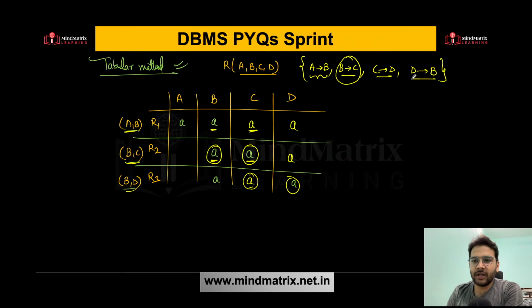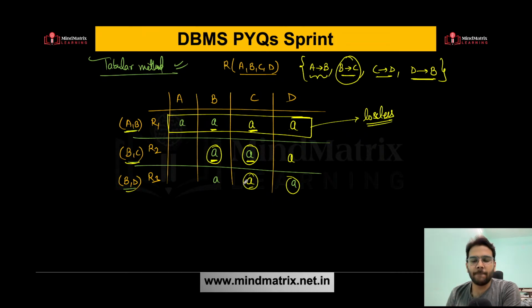Now when to stop? You can consider the next functional dependency also. But you can stop when the entire row is filled with A entries. If the entire row is filled with A entries, then you can clearly say that it is a lossless decomposition. Or you can keep continuing. Let's say D determines B. So D determines B means A. So this is done. Even if you check the other functional dependencies again, if there is no change, then you can also stop.